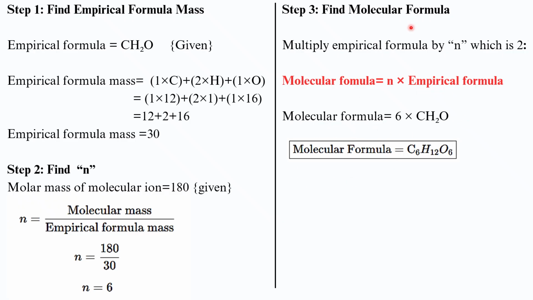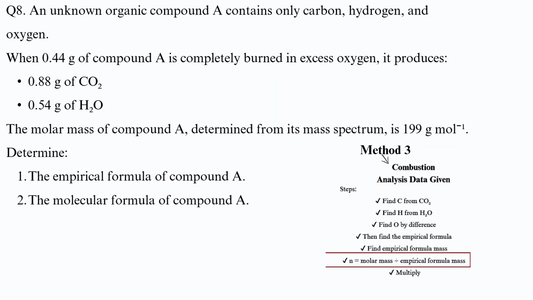So in step 3, I will directly multiply this value of n with the empirical formula. Then I will end up with what? The molecular formula of the compound. With this, we have completed the second method. Now let us go ahead and understand method 3.